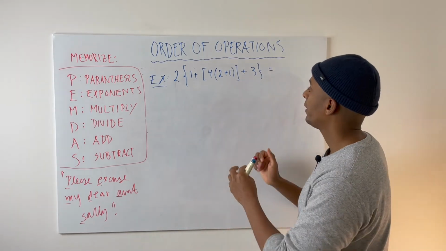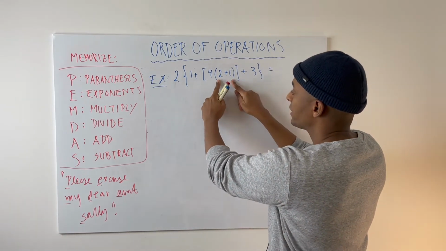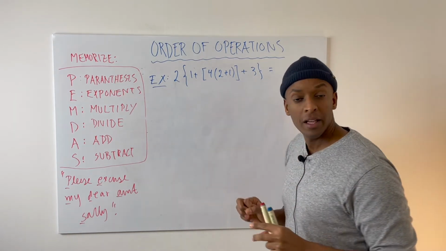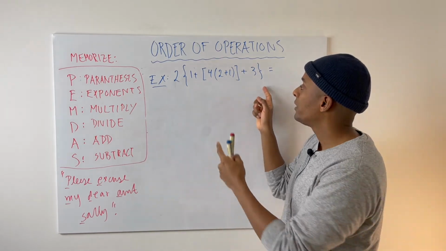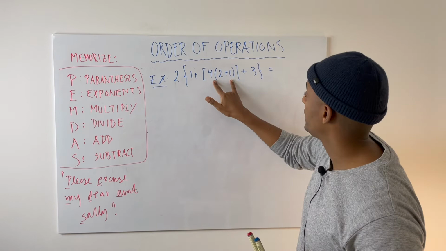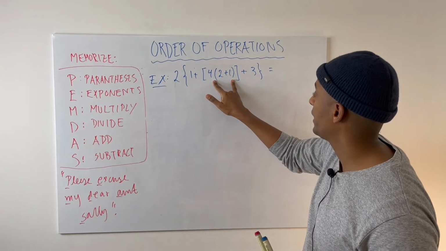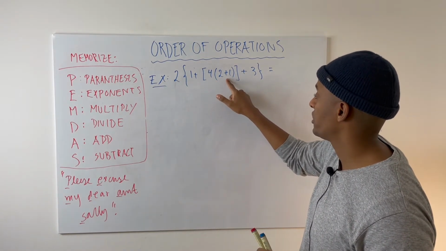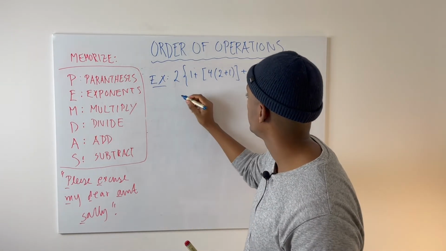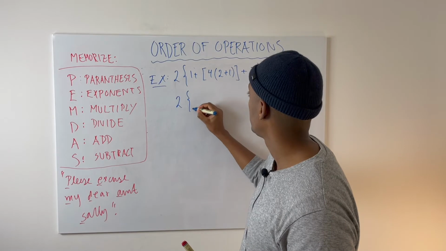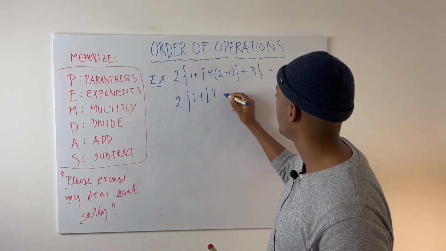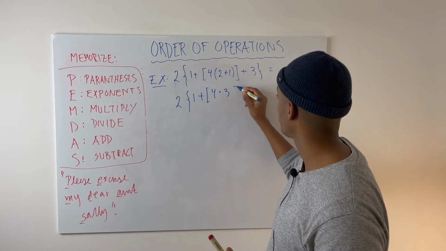Here we have a parenthesis within the parenthesis within the parenthesis. Then the rule is we have to deal with the inner parenthesis first. So that would be this one. And here we have 2 plus 1, which is equal to 3. So here we have 2, 1 plus 4 times 3.